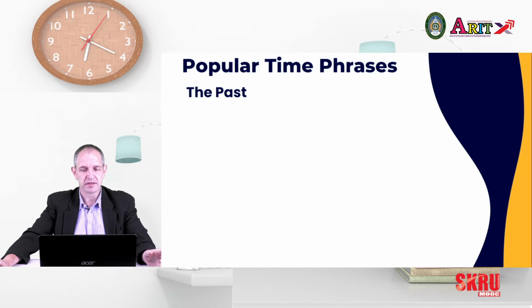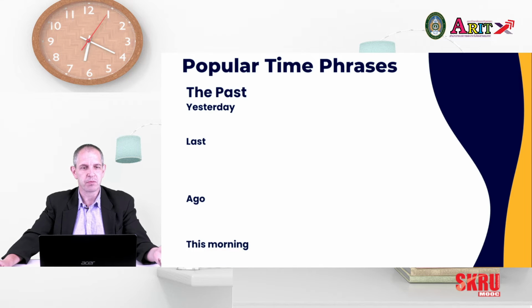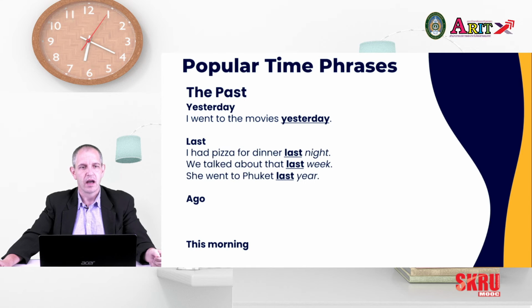So let's start with the past. Some popular time phrases we use in the past are yesterday, last, ago, and this morning. For example, I went to the movies yesterday. I had pizza last night. We talked about this last week. She went to Phuket last year.